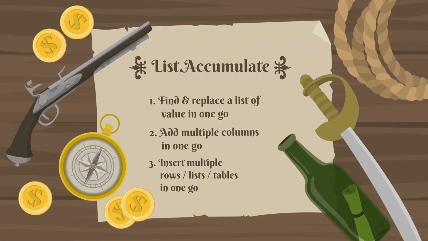The List.Accumulate function can do many things, such as finding and replacing values in a table or a list, adding multiple columns, and inserting multiple rows, tables or lists in one go.